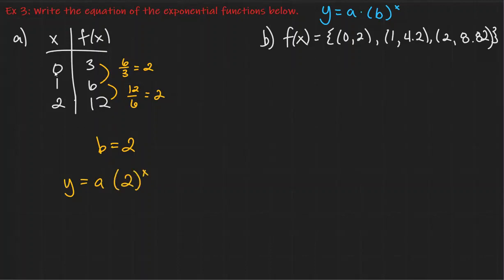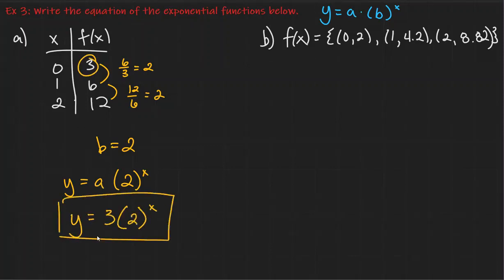Okay, and then notice I have 0 as my x for one of them. The corresponding y value is going to be my y-intercept or my a value. So in this case, my function is 3 times 2 to the x power. Very nice. And if you're ever hesitant, you can always check. When I plug in 0 to this function, do I get 3? Yes, 2 to the 0 is 1, 3 times 1 is 3. When I plug in 1, I get 2 to the first power, which is 2, times 3 is 6, that checks out. When I plug in 2, 2 to the second power is 4, 4 times 3 is 12. So yeah, my function does work.